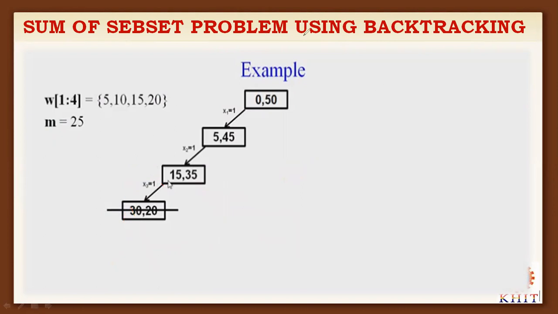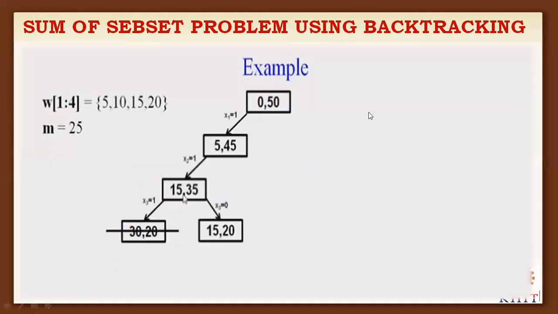Now let us see the difference here. If you observe clearly, ignore this part, x3 equal to 1. You will kill this part by applying backtracking. Once you apply backtracking, go back and consider x3 equal to 0. x3 equal to 0 means you have not selected the third item.